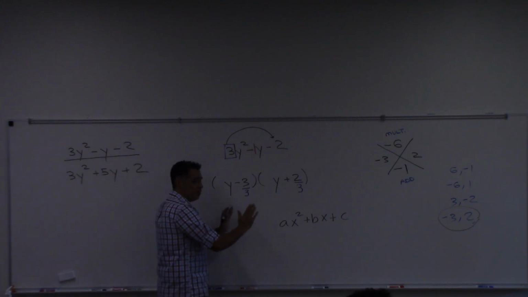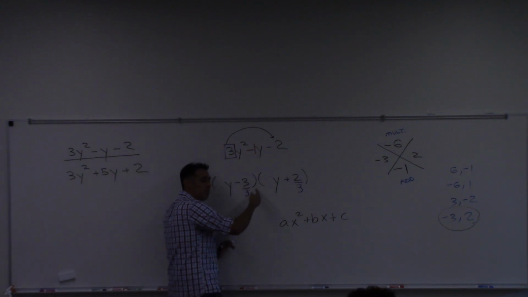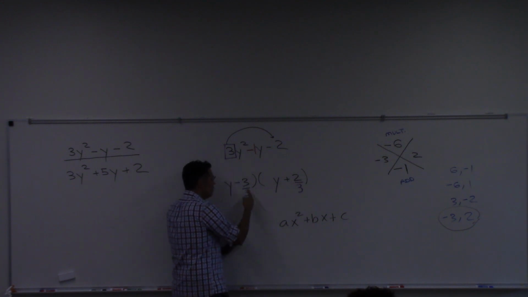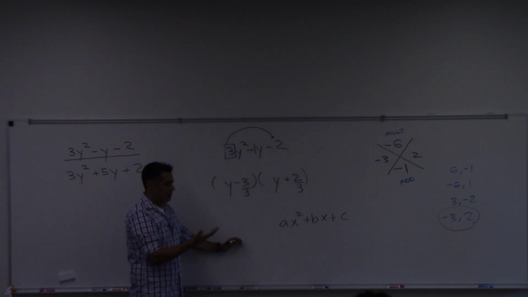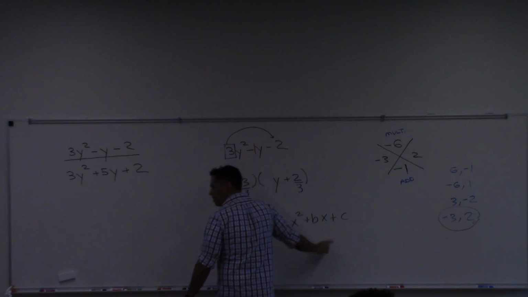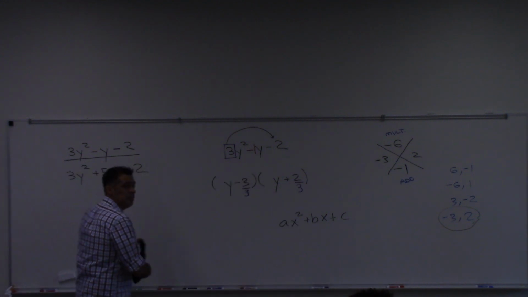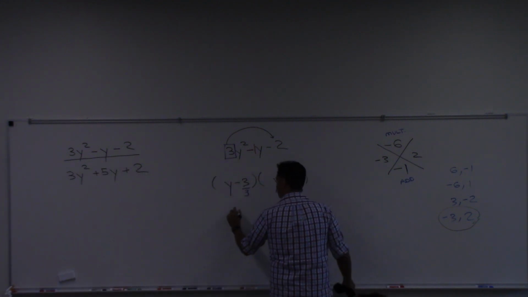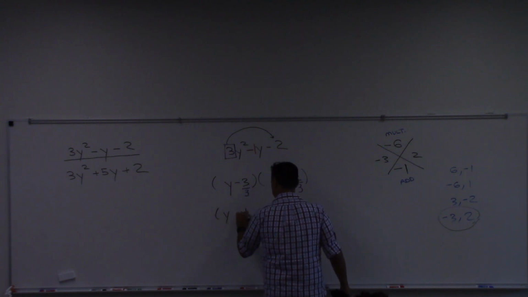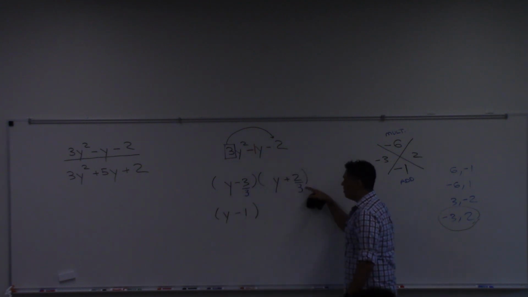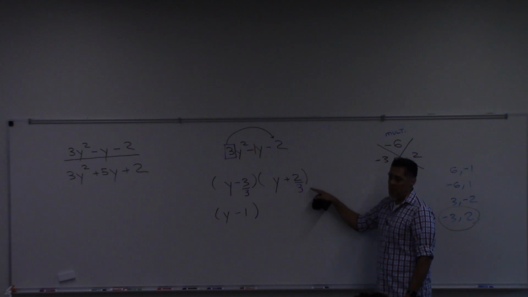Yeah, so now what you do, you put the 3 underneath, you reduce the fractions if you can. So 3 over 3 is 1, right? So this becomes, let me erase this down here. This becomes y minus 1. And then over here, does this reduce? No, it doesn't reduce.